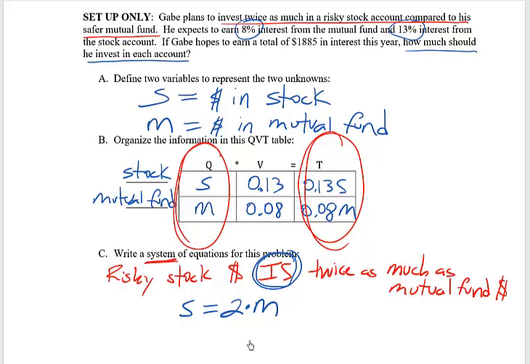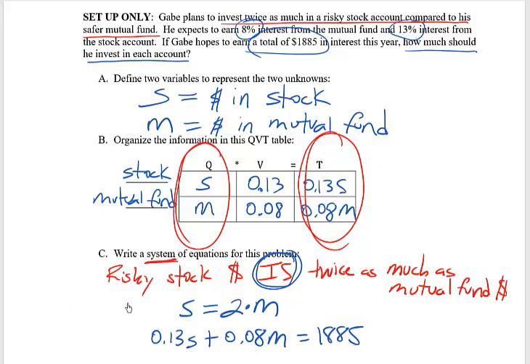To get the second equation, I need to be thinking about this column, something about the interest. Remember, this box is all the interest he's getting from the stock, and this box is all the interest he's getting from the mutual fund. Well, didn't they give me a total? Yeah, here it is. Here's the total of all that interest. That means I just have to add these two pieces together to get that total. Let's write that down. We added up the two parts of the interest to get the total interest.